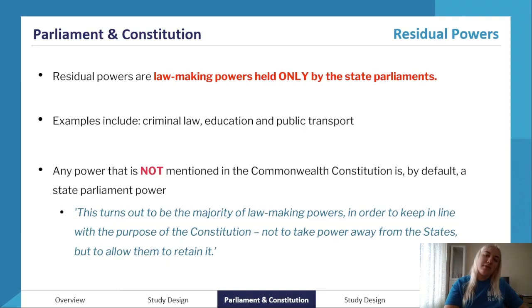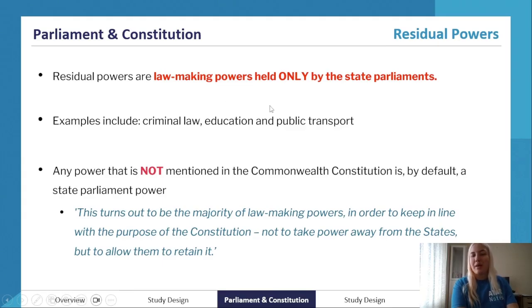Okay, so we looked at exclusive powers, which belong exclusively to the Commonwealth, and concurrent powers, which are powers held by both state and Commonwealth parliaments, and now we have residual powers left. And I mentioned that the majority of lawmaking areas are actually residual. So most lawmaking power is held by state parliament. Not by Commonwealth, by state parliament. Okay, so residual powers. Again, it's really easy to remember because residual means everything that's left over.